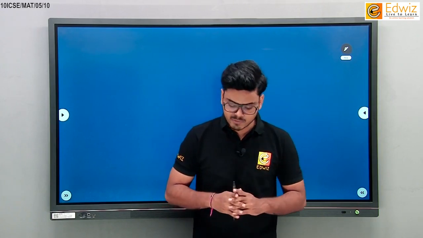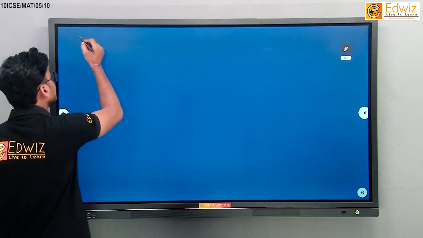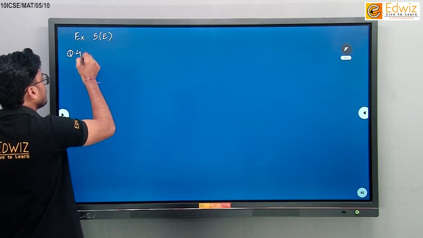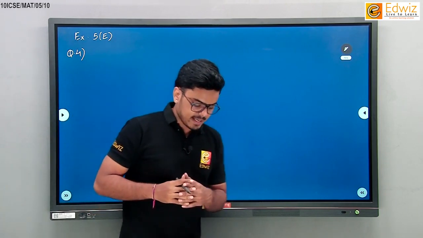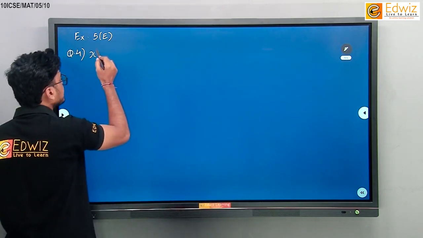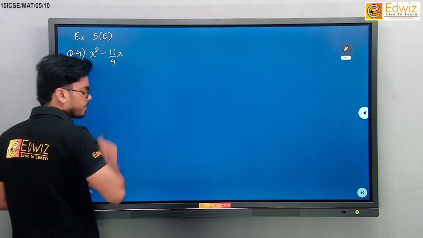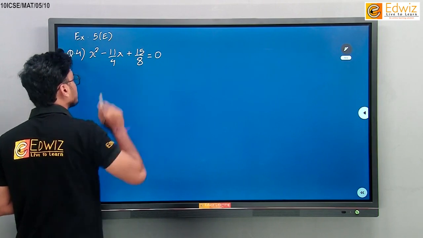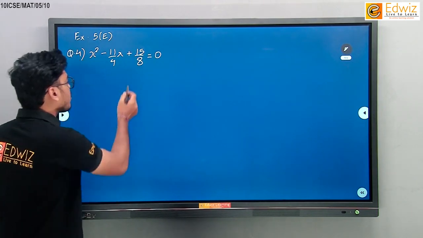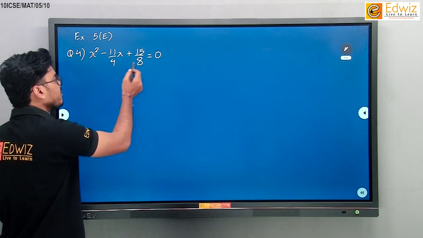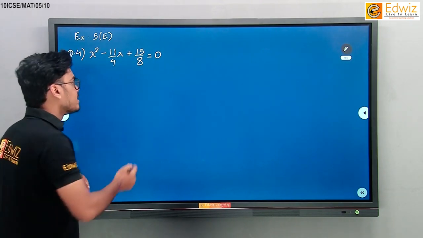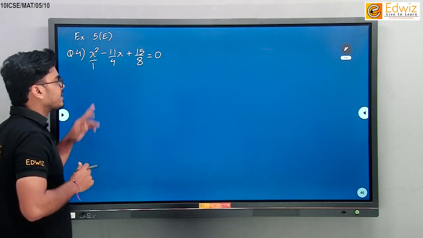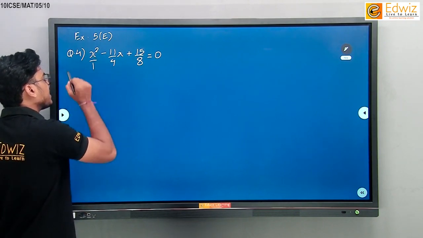Let us continue with exercise 5e, question number 4. The equation that is given is x square minus 11 upon 4x plus 15 upon 8 equal to 0. We have to solve this equation for x. Here, the coefficient of x is minus 11 upon 4 and the constant is 15 upon 8. The denominator 8 will be the LCM of all 3 terms, here it is 1, 4 and 8. So we will just multiply this with 8.